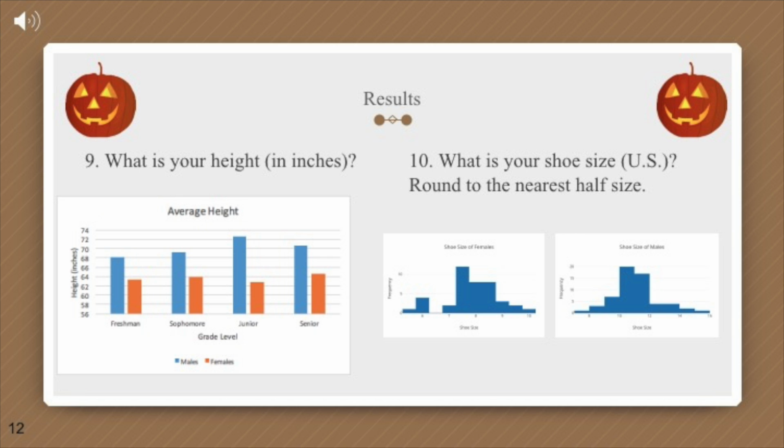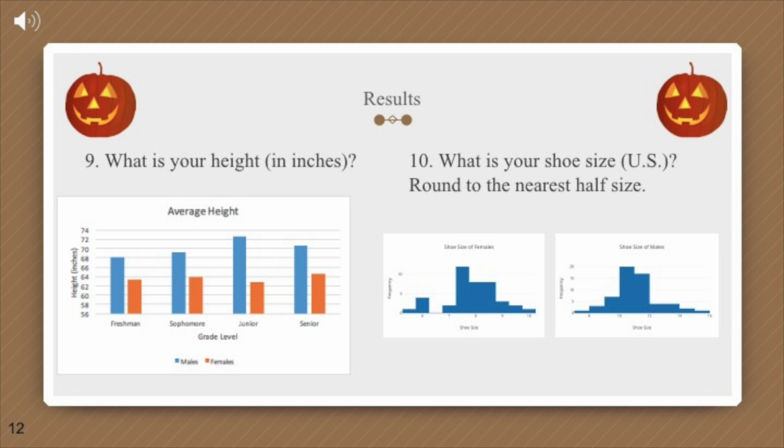Female shoe sizes were pretty close together. The IQR was one size, and the standard deviation was 0.99, almost 1. The male sizes had more varied distribution because the IQR was 1.5 sizes and the standard deviation was 1.45.